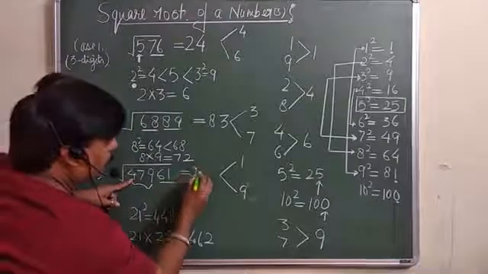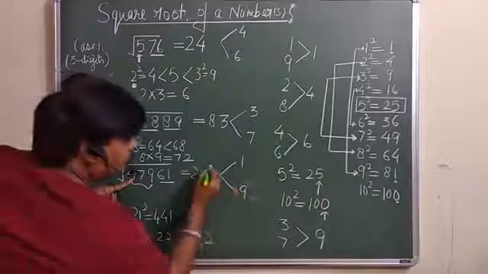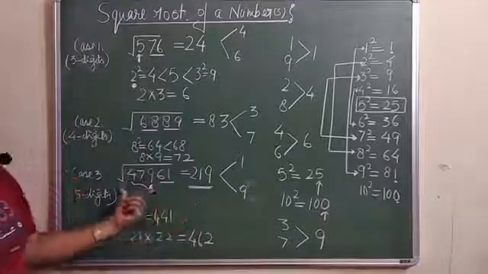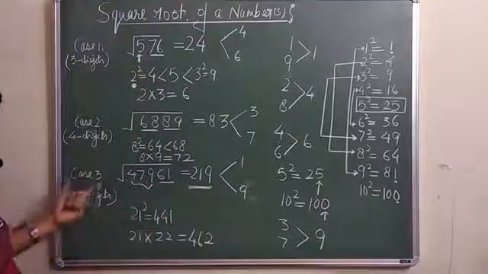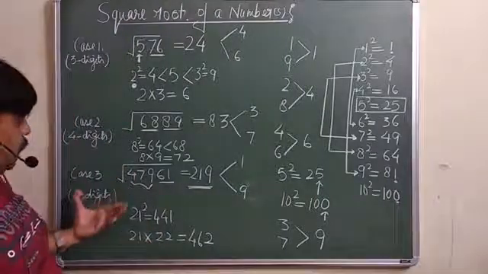So 21 will be here. So this number is more than this one. So greater number will come. So 219. So this is your answer. This is the square root of this number. So this is the trick. Now we will discuss, in case of the 6 digit, how can you find out the square root of that number? Have a look.